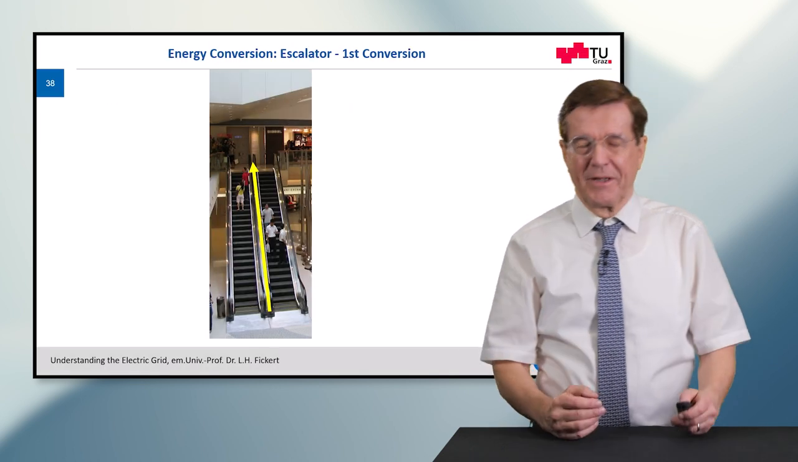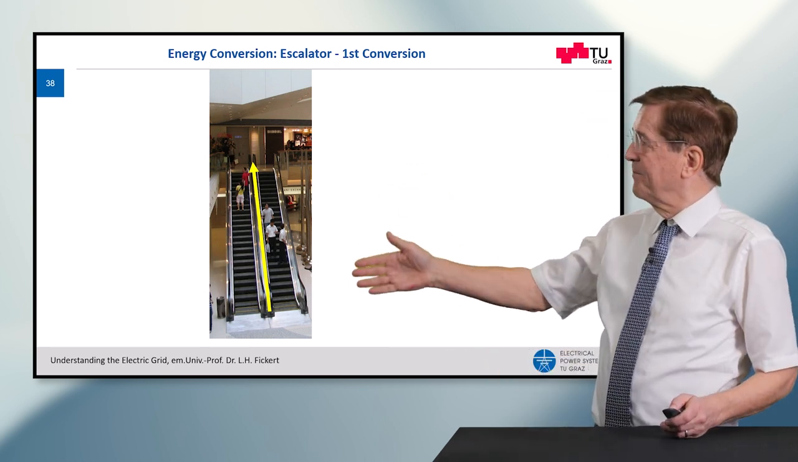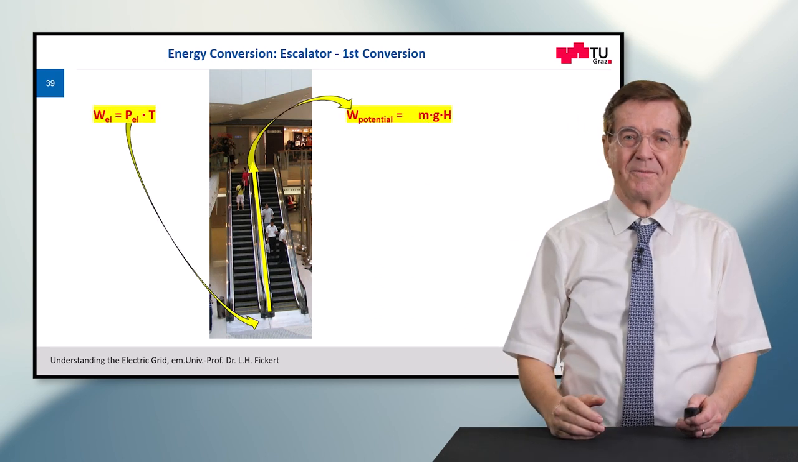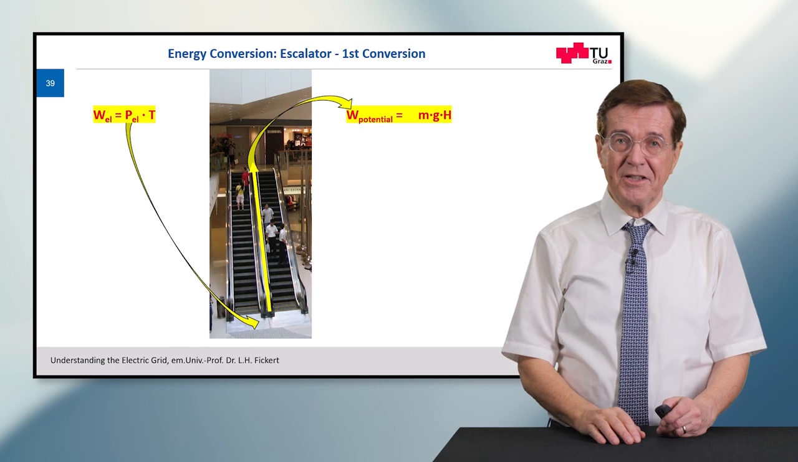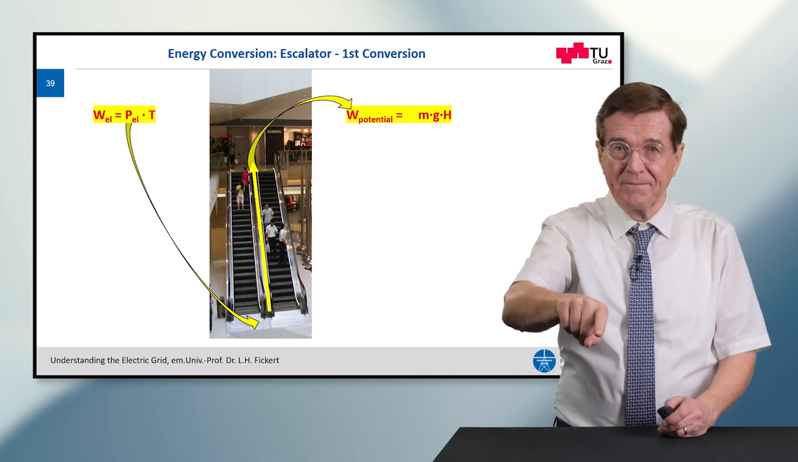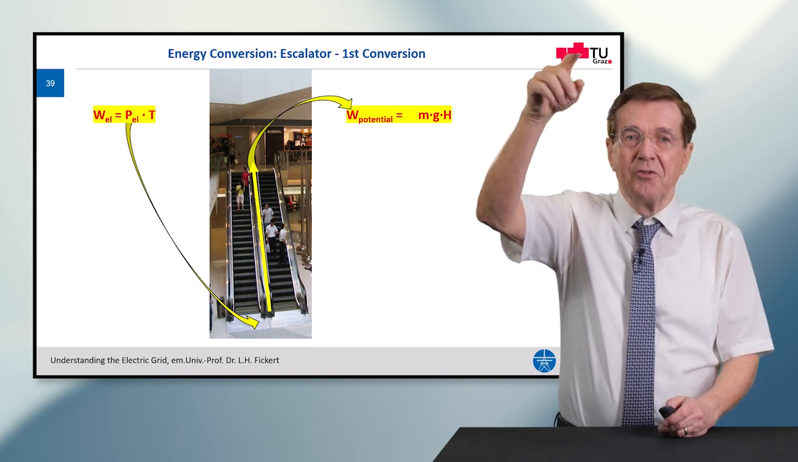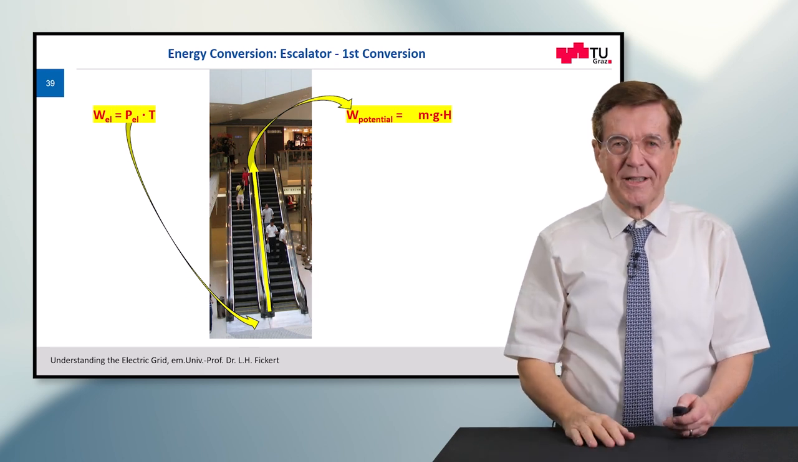So now let's make a practical example. You see here an escalator and a lady being brought up from down to the first floor. So this means, in the sense of the law of conservation of energy, we must put electrical energy into the motor at the bottom of the escalator, and this is used in turn to raise the energy level of this person into potential energy.